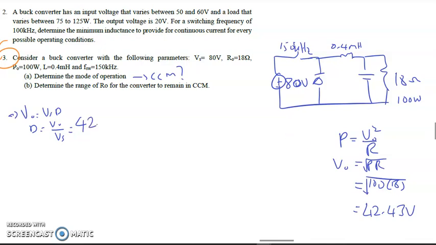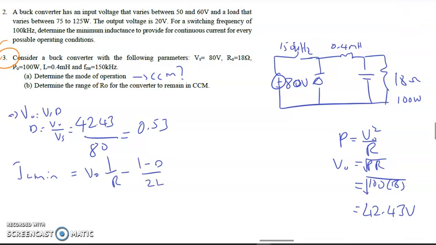So 42.43 divided by the 80 volt source, so the duty cycle is 0.53. So with this amount of inductor value, we try to find out what the IL min of the system is when this inductor value is used. So this is one way to make sure what mode the system is operating in.